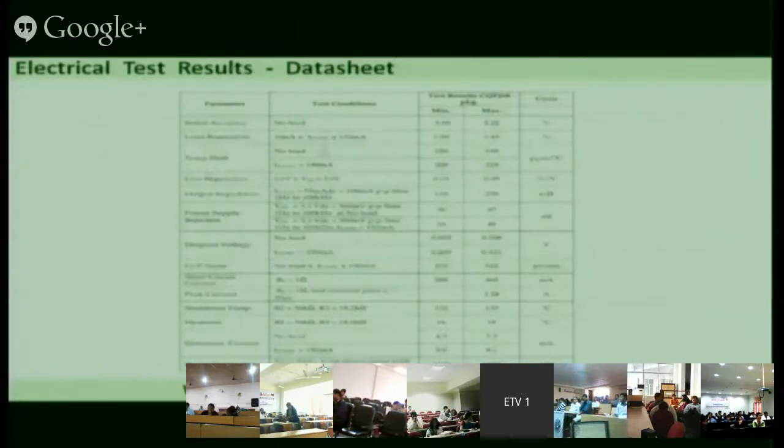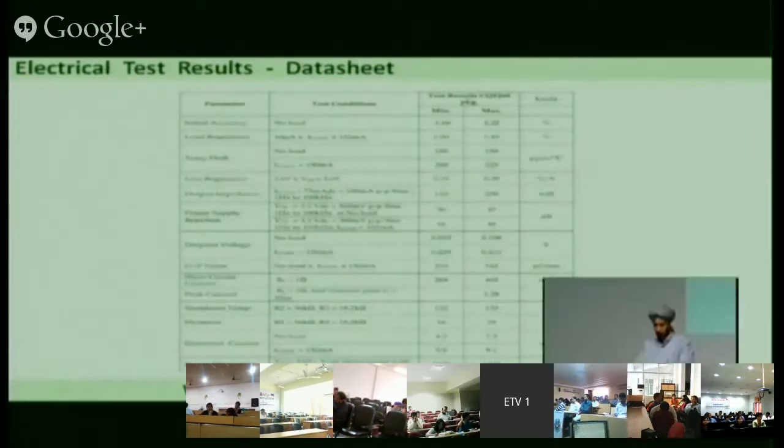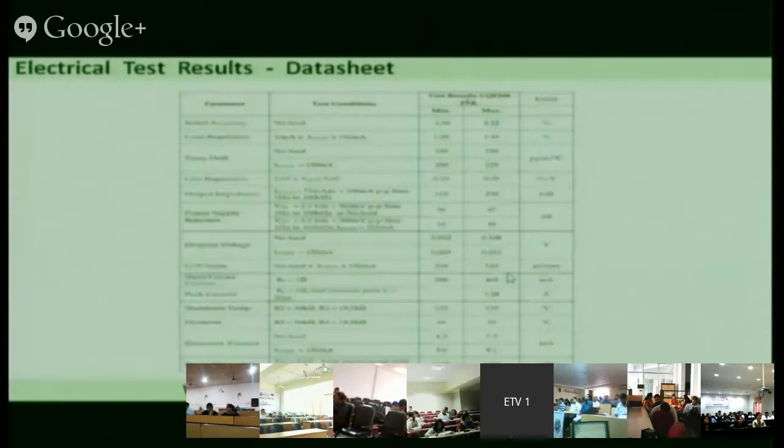Here the load regulation is 1.4%. Temperature drift is 200 ppm per degree centigrade. We have measured line regulation as 0.19%. Output impedance is 200 milliohms. Power supply rejection, we are getting around 40 to 60 dB. Dropout voltage is 108 millivolt at no load and 400 millivolt at full load. The output noise is measured as RMS voltage, 540 microvolt.